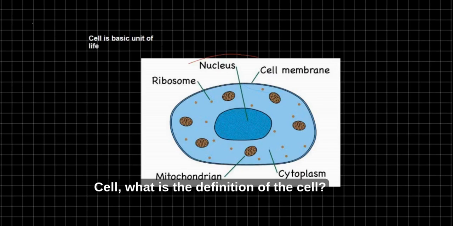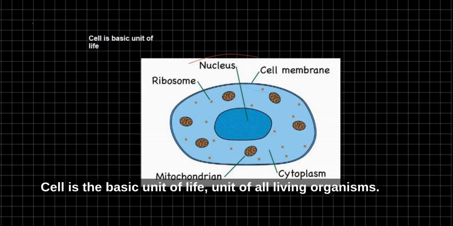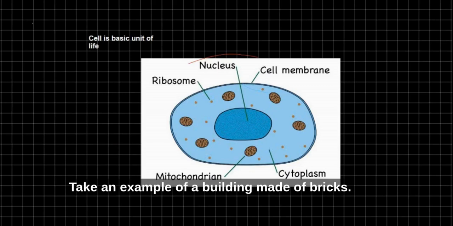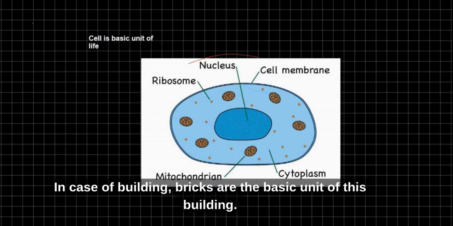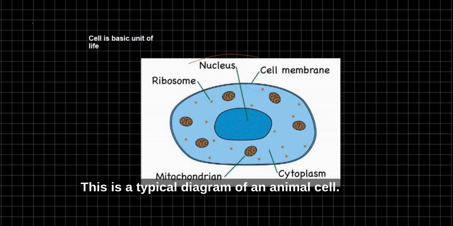Cell, what is the definition of the cell? Cell is the basic unit of life, the unit of all living organisms. Take an example of a building made of bricks. In the case of a building, bricks are the basic unit of this building. This is a typical diagram of an animal cell.